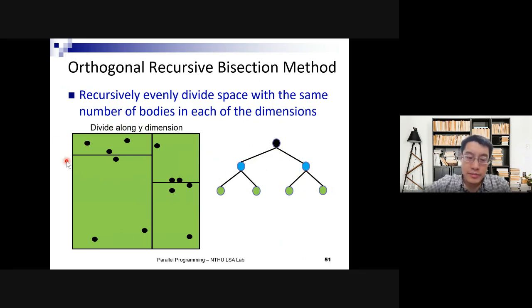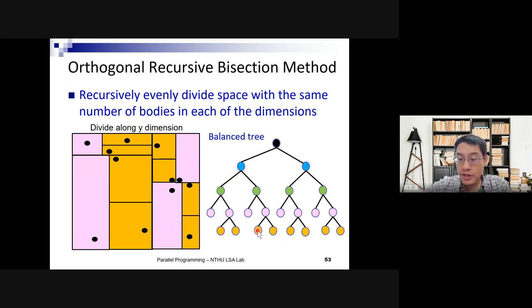But you can see the partition: after we divide by x, for each blue space we divide it along the y dimension, and they can be cut at a different position as long as the number of objects is evenly distributed. Not too hard to imagine, right? At the end, this is the tree we're going to build from the same problem we've seen before, and you can see the tree is as balanced as it can be. So this addresses the balancing problem. You can ensure the workload is more balanced.